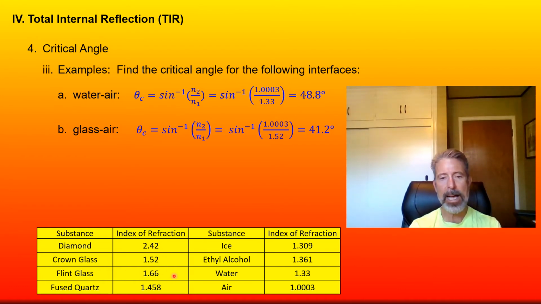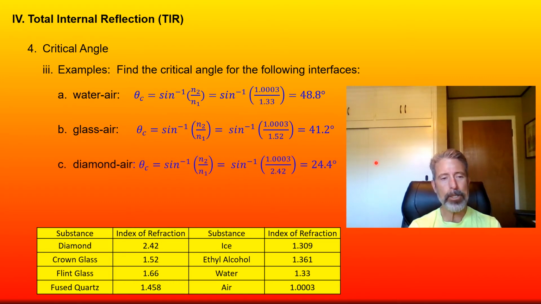There's many different types of glass, but if you're looking at light traveling through a typical window, crown glass would be the more likely candidate for the window. It has an index of refraction of 1.52. Notice that we get a critical angle of about 41.2 degrees.